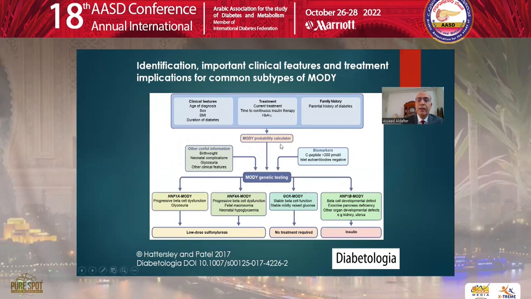So you can see here that C-peptide is very important, the cornerstone in the steps for MODY genetic testing. We don't need to do a lot of expensive tests if the C-peptide is very low. In this way, Hattersley and Patel made these guidelines for the MODY probability calculator, and you check the C-peptide, which costs maybe 10 pounds, okay? Then you go for MODY genetic testing, looking for treatment for this group with low dose sulfonylurea, no treatment required because of good prognosis, and HNF1-beta, which needs insulin.